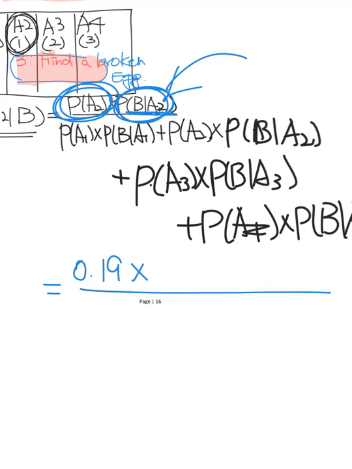A2 means there is 1 broken egg. And the conditional probability B given A2 means from there, we knew there is 1 broken egg. What is the chance I chose the broken egg? What is the probability? 1/12, yes. Because a box has 12 eggs, and we knew one of them was broken. So the chance I chose the broken egg is 1/12.